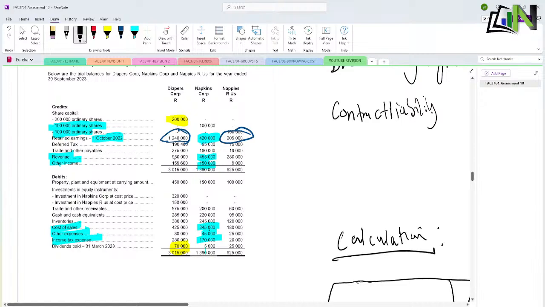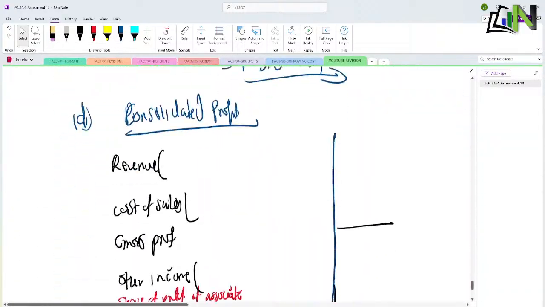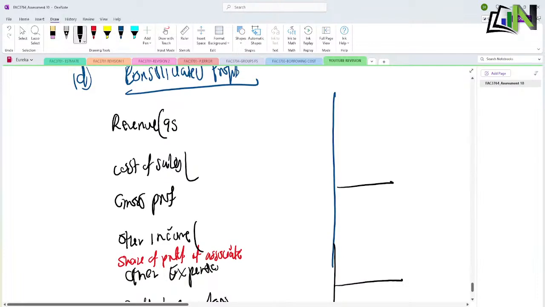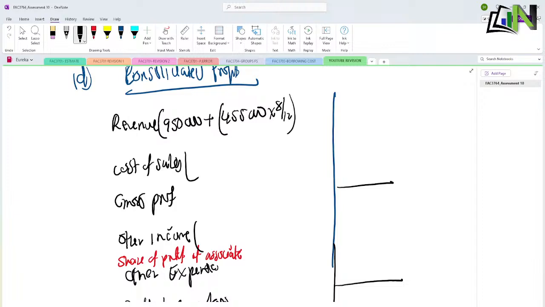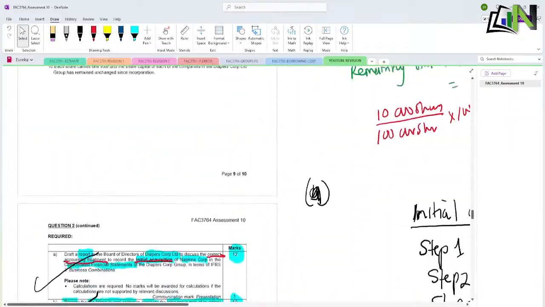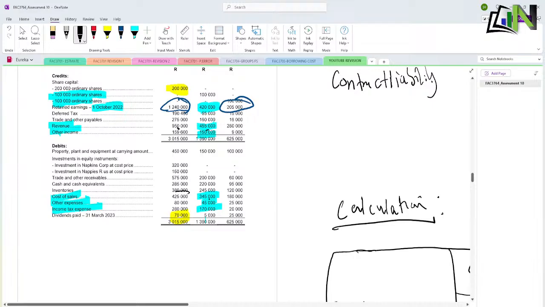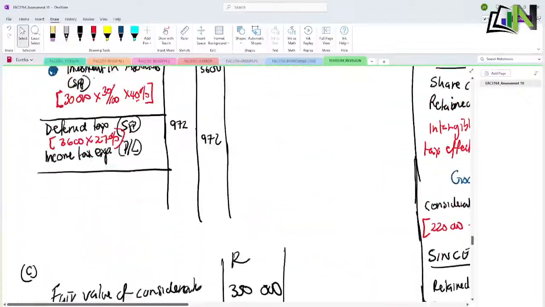Right, revenue for parent is 950, subsidiary 455. Okay, let's pay attention. So this one is 950,000, 455, but remember we didn't have him for the whole year, only for 8 months, right? So we'll be doing that for everything that concerns the subsidiary this time around. Then we go to cost of sales. Cost of sales, the parent is 425, then 345 for subsidiary.